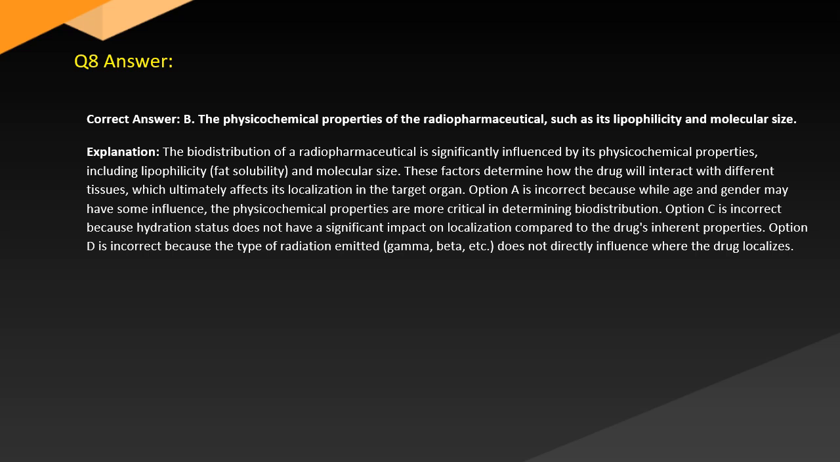Explanation. The biodistribution of a radiopharmaceutical is significantly influenced by its physicochemical properties, including lipophilicity, fat solubility, and molecular size. These factors determine how the drug will interact with different tissues, which ultimately affects its localization in the target organ. Option A is incorrect because while age and gender may have some influence, the physicochemical properties are more critical in determining biodistribution. Option C is incorrect because hydration status does not have a significant impact on localization compared to the drug's inherent properties. Option D is incorrect because the type of radiation emitted, gamma, beta, etc., does not directly influence where the drug localizes.